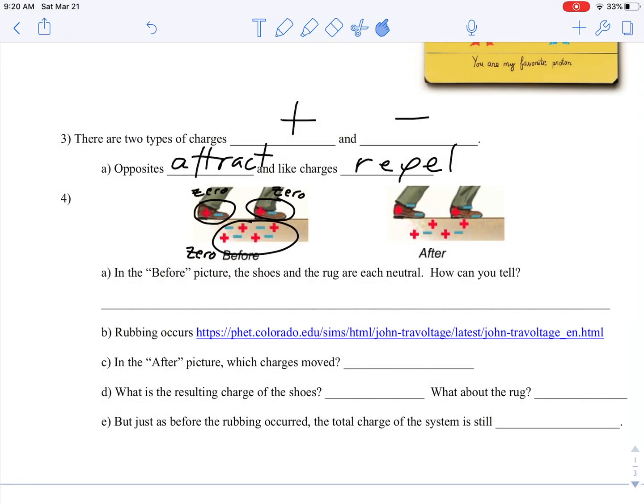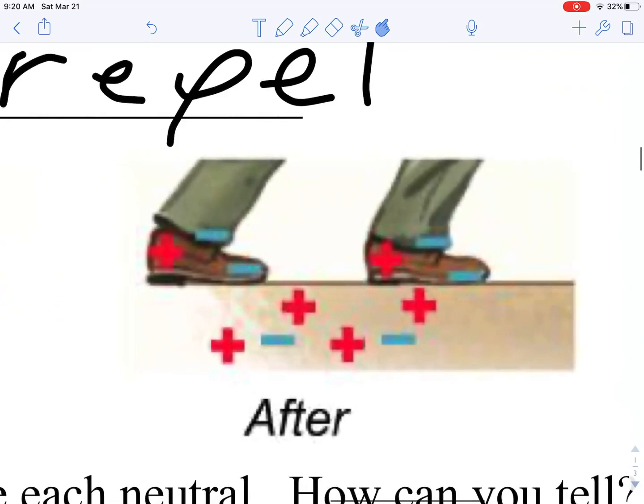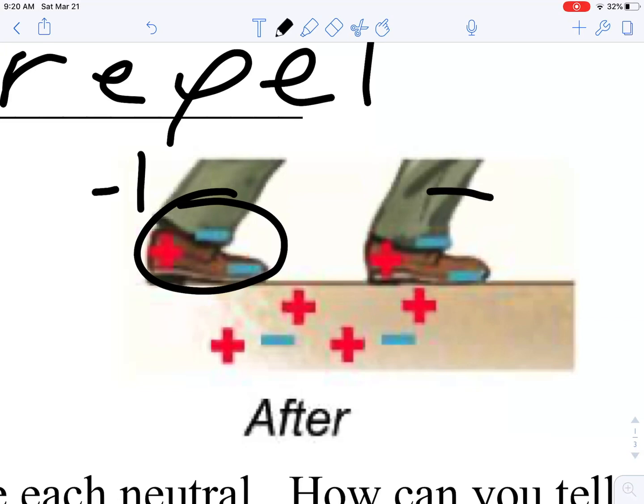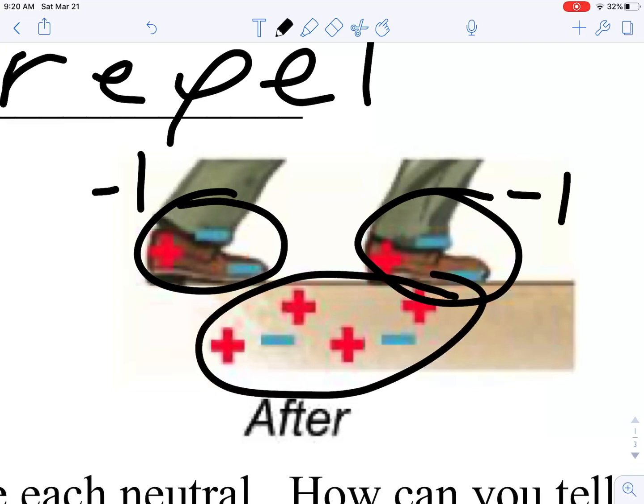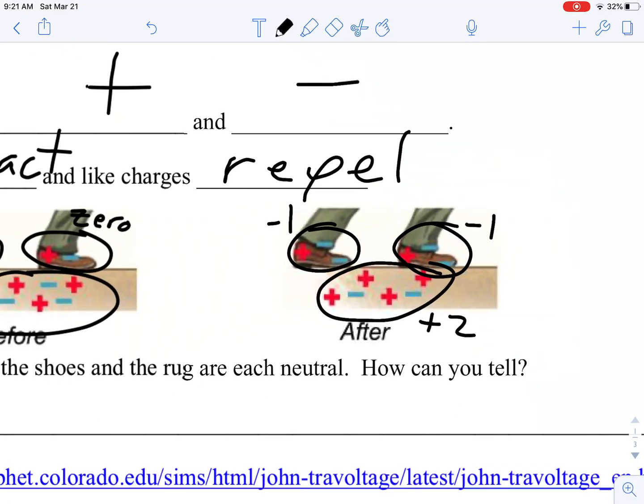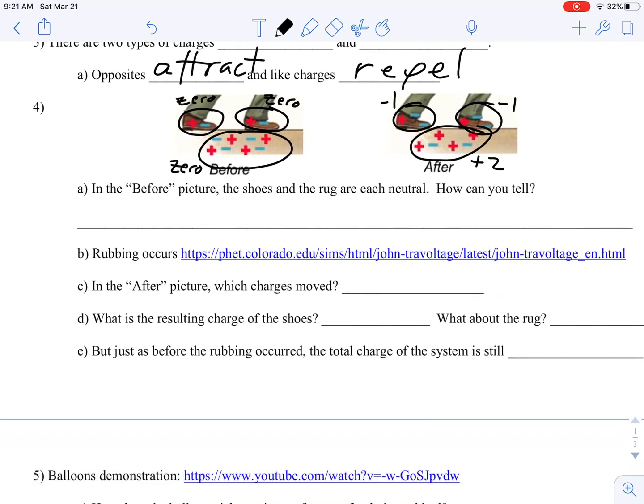So let's look at the after picture. Which charges have moved? Looking up here now, it looks like they gained an electron here, so that's like a -1, if you will. Gained an electron here, so that's kind of like a -1. And they lost 2 electrons from here. Notice how we still have the same overall charge. The overall charge before was 0. The overall charge now is still 0: -1, -1, and +2. So in the after picture, which charge has moved? Electrons. What is the resulting charge on the shoes? -1 each. What about the rug? +2.